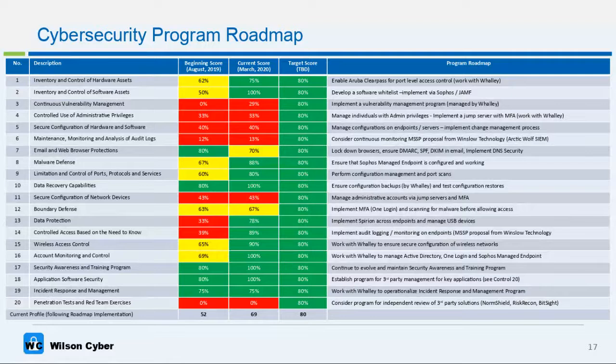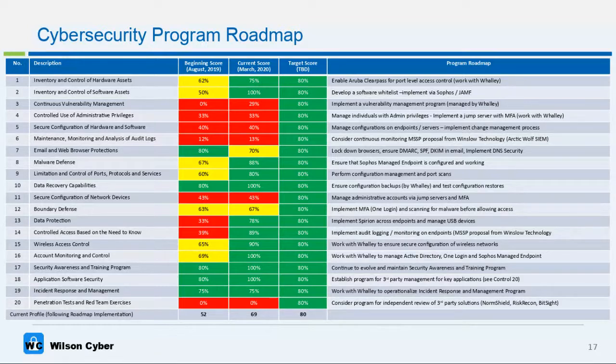Email and web browser protections, they're in pretty good shape. They're at 70. They need to get to an 80, where they need to lock down browsers and ensure DMARC, SPF, DKIM, and email, implement DNS security. Malware defenses, they're really where they want to be. They're at an 88. Ensure that Sophos managed endpoints are configured and working. They're currently at 80 on control of ports, protocols, and services. They need to perform configuration management port scans. Data recovery, they're at 100%.